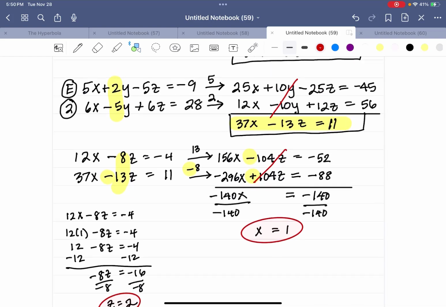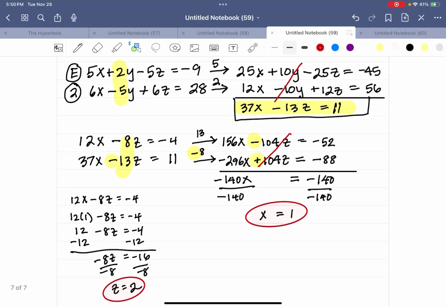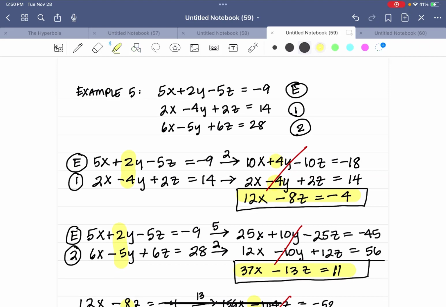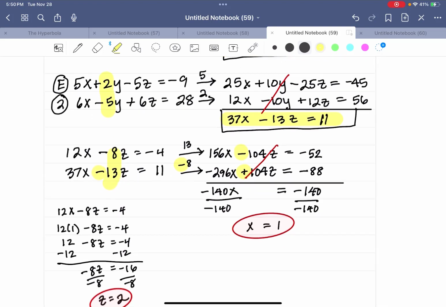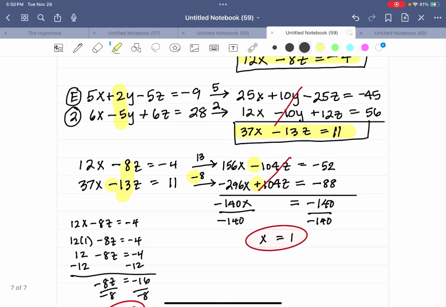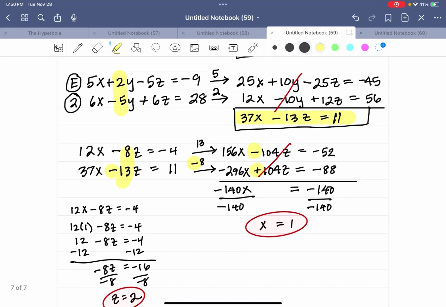And now that I know x and z, I can take any of these original equations and put in the x and the z, and I can find my y. So I'll use the eliminator, so it doesn't matter which one. So I'll take E again, and it's 5x plus 2y minus 5z equals negative 9.